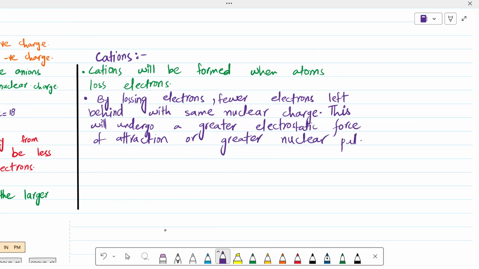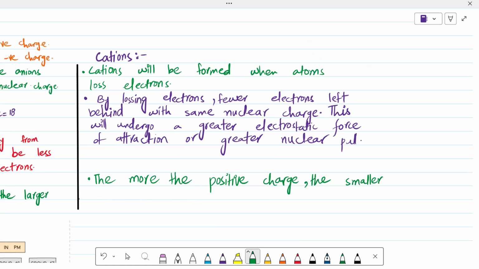Okay, and similar is the case over here. The more the positive charge, the smaller the ionic radius. Clear?